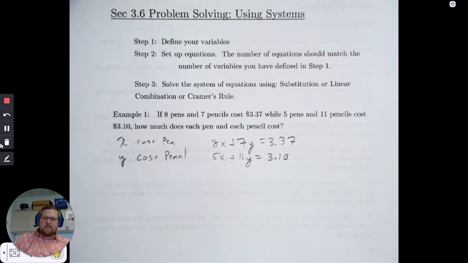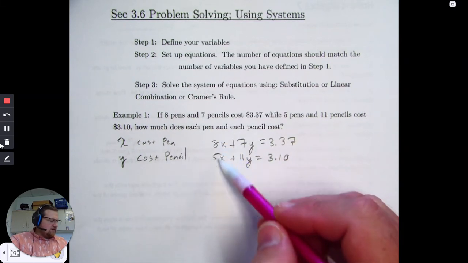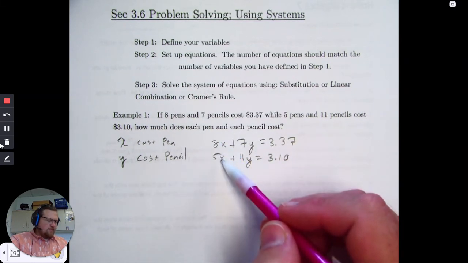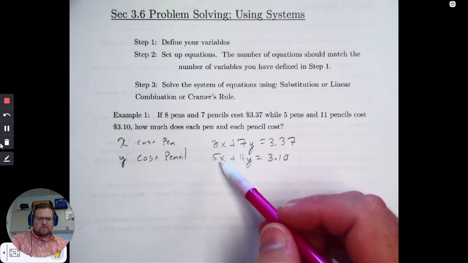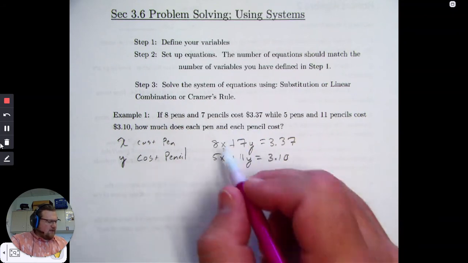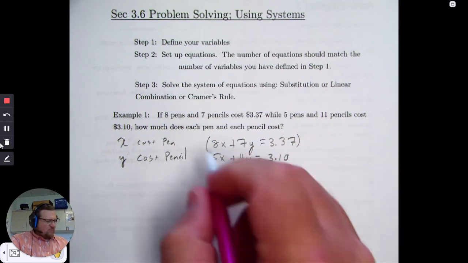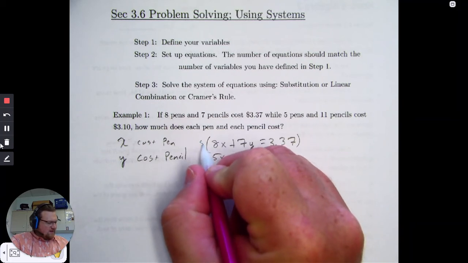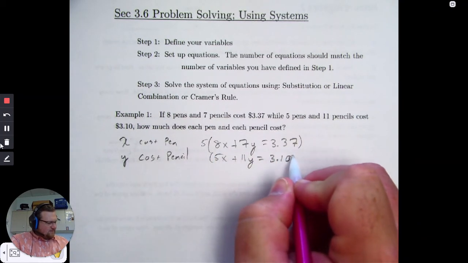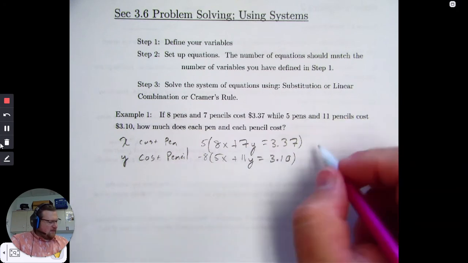Now, at this point, it's really up to you. You can use any one of the three methods that we talked about yesterday in the last set of lessons. You can use linear combinations, which is the one that I'm going to use on this particular one. I have 8x and 5x here. So if I multiply one of these by a positive and one by a negative to get them to be equal to one another, I can then cancel out the entire thing. If I stick with the top one being positive, I want to multiply it by 5, and the bottom one I can multiply by a negative 8.